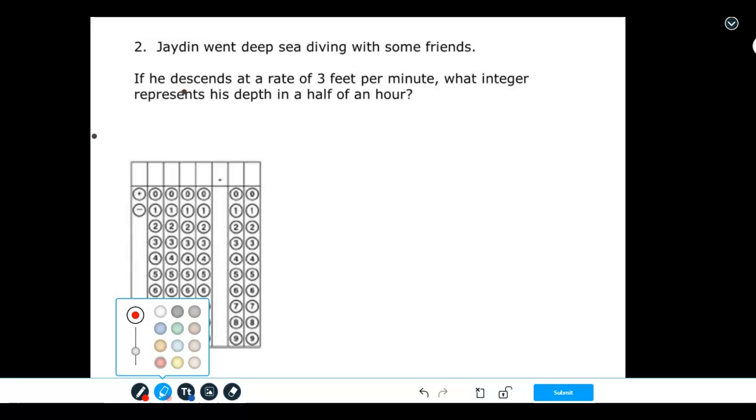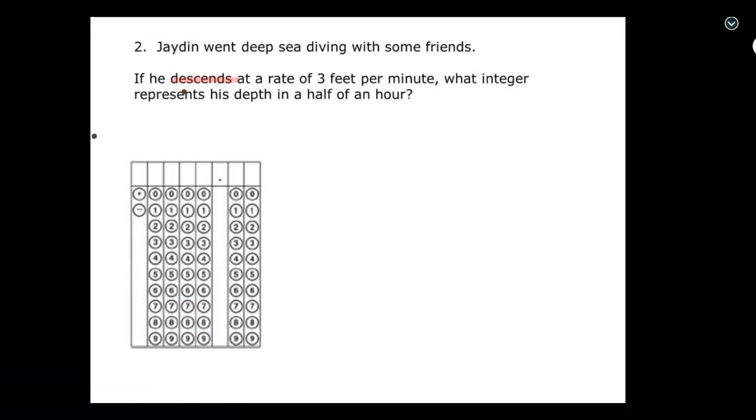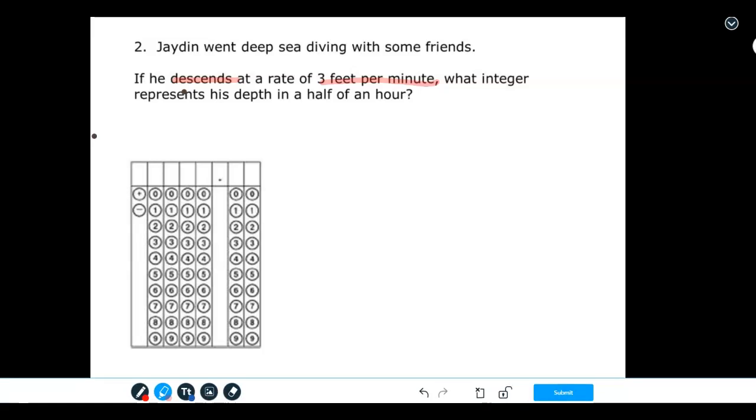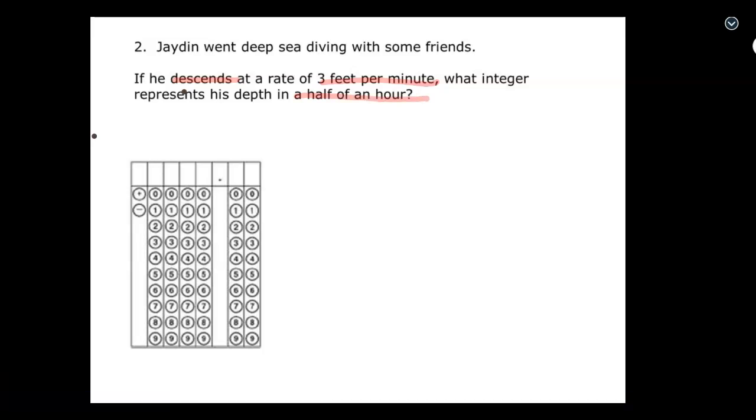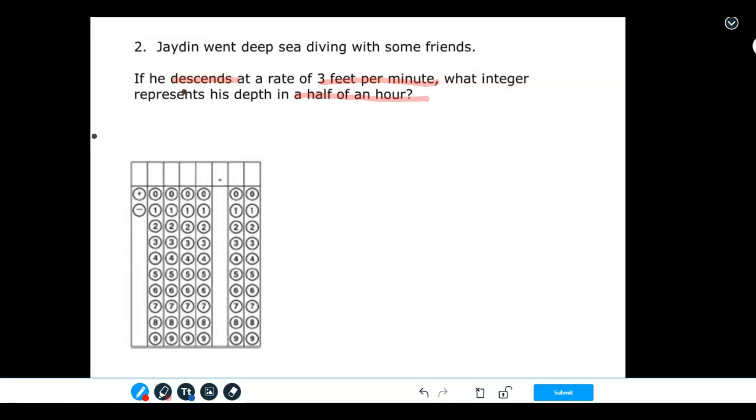All right, so the first thing I'm going to do is read the problem. And please don't be blurting stuff out, okay? So Jaden went deep sea diving with some friends. If he descends at a rate of 3 feet per minute, what integer represents his depth in half an hour? Okay, so initially I want you to think a second.